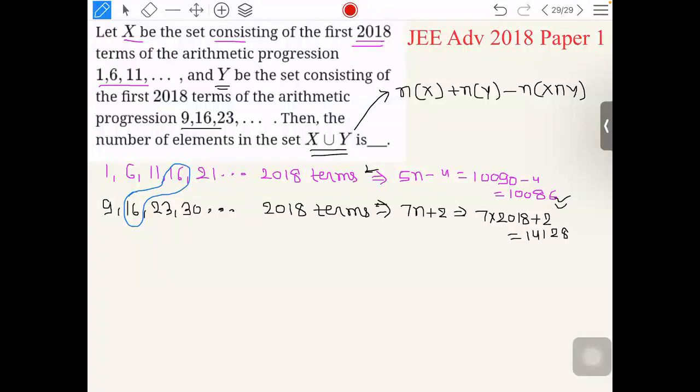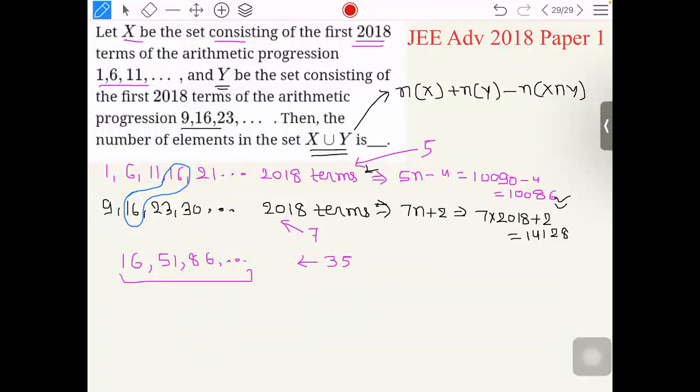Now the most important concept here is, एक कॉमन टर्म तो आपको मिल गया 16. नेक्स्ट कॉमन टर्म क्या होगा? तो इसके जो कॉमन टर्म्स होंगे ये भी आपके एपी में होंगे. इसका कॉमन डिफरेंस कितना है? 5. इसका कॉमन डिफरेंस कितना है? 7. तो जो इन दोनों का कॉमन टर्म्स होगा उसका कॉमन डिफरेंस होगा एलसीएम ऑफ 5 and 7, 35. दैट मींस नेक्स्ट टर्म होगा 35 plus 16, 51. उसके बाद वाला टर्म होगा 51 plus 35, 86, एंड सो ऑन.